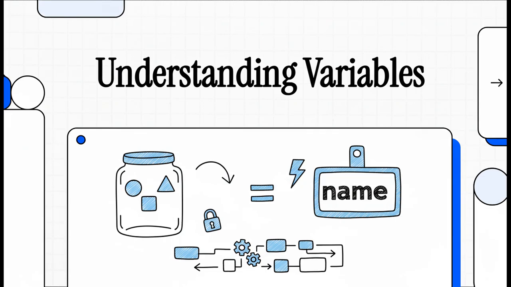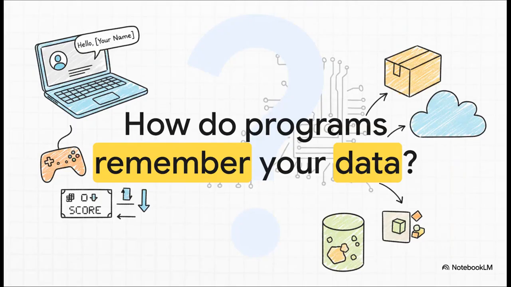All right, welcome. In this explainer, we're going to break down the single most fundamental concept in, well, all of programming. Seriously, this is the first true building block you've got to understand. Once you get this, I promise, everything else starts to just click into place. So what are we talking about? We're talking about variables. So just think about it for a second.